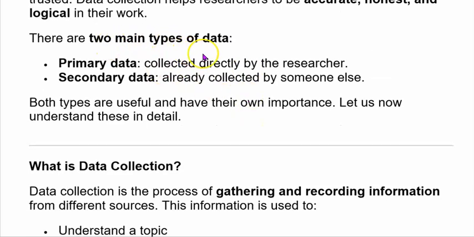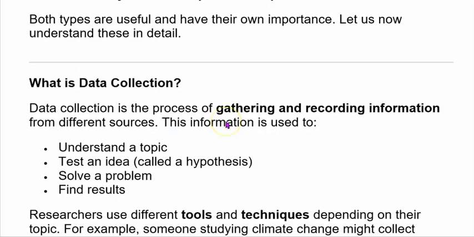There are two main types of data: primary data and secondary data. Primary data is collected directly by the researcher, secondary data is already collected by somebody else. Both types are useful and have their own importance. Let us now understand these in detail.